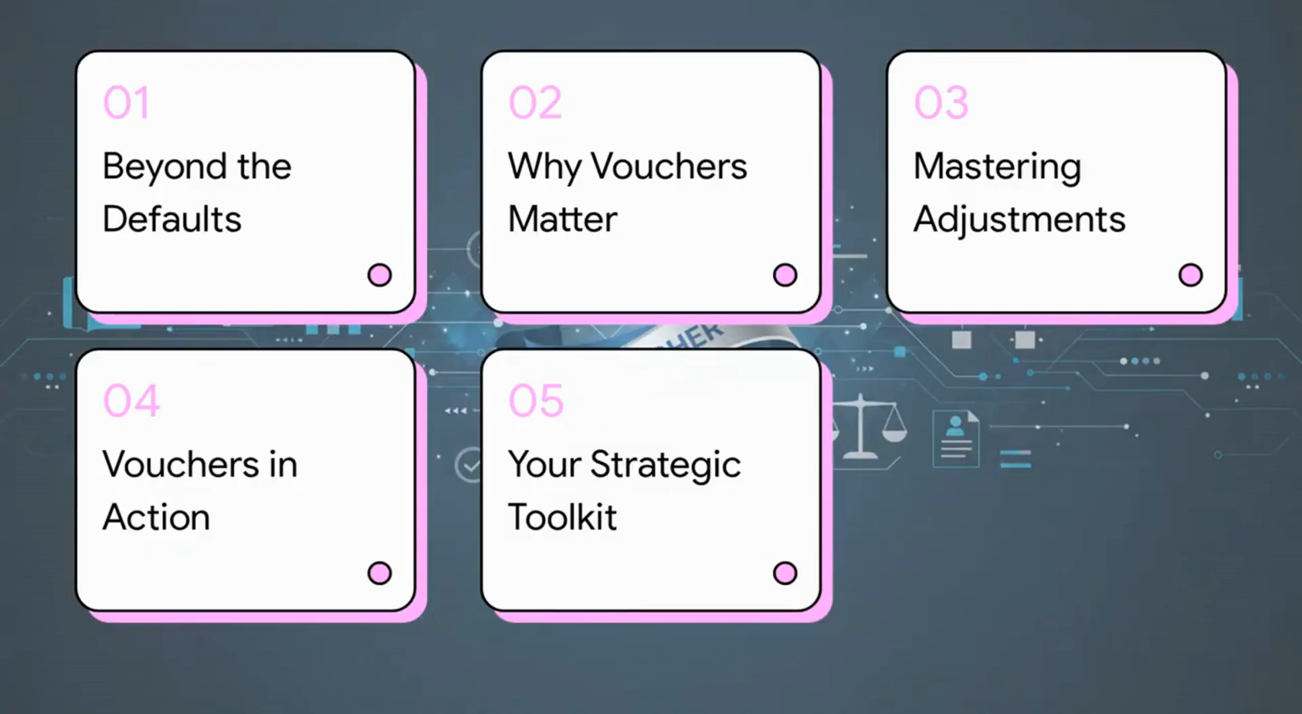All right, here's our game plan. First, we'll get a handle on Tally's defaults. Then, we'll see why customizing them is so critical. We're going to do a deep dive into the 3 key adjustment vouchers. I'll show you exactly how to create your own, and then we'll wrap it all up into a strategic toolkit you can use like right now.